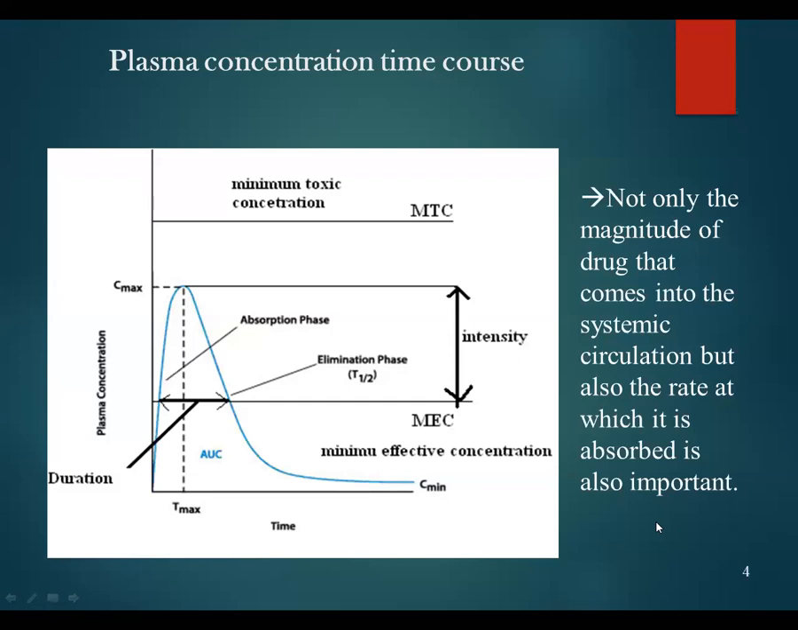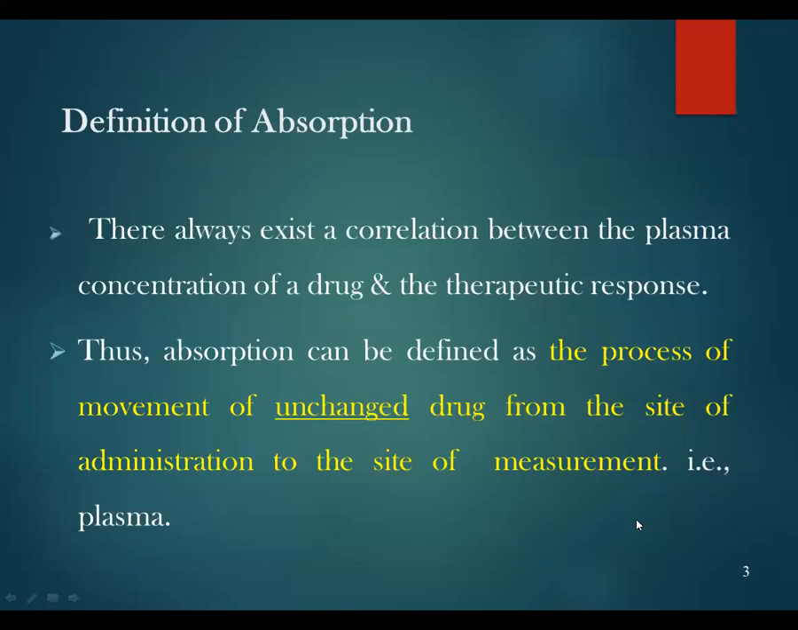So this AUC gives a lot of information. When we say that absorption is movement of unchanged drug from the site of administration to the site of measurement, and we know the site of measurement is now the blood, what we use for assessing the drug in the blood is the plasma. We separate the plasma from the blood, and in that plasma we measure the drug present. We use an analytical method like HPLC, UV spectrometer or colorimetry, whatever it may be. It depends on the individual drug molecule.